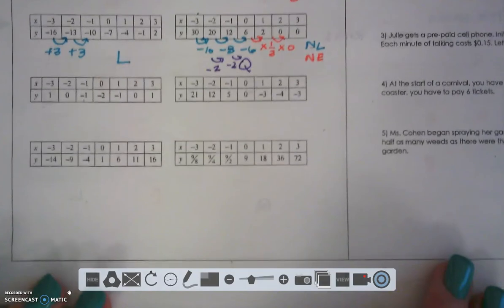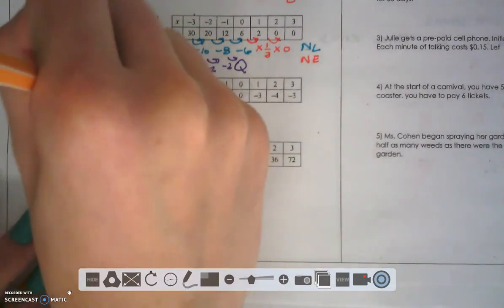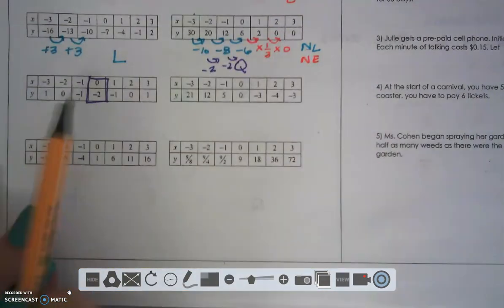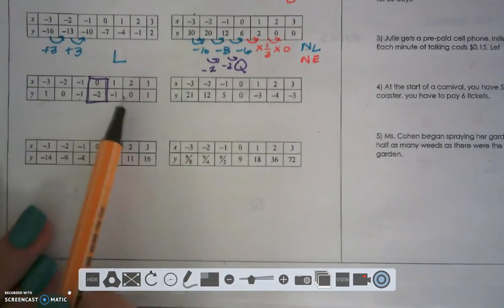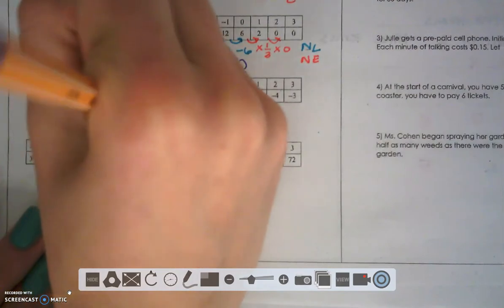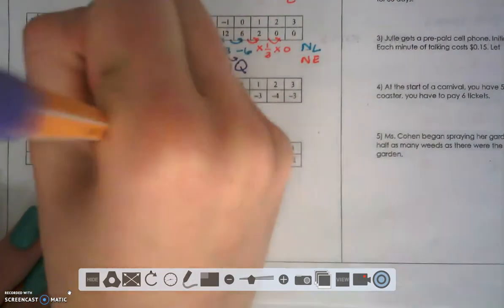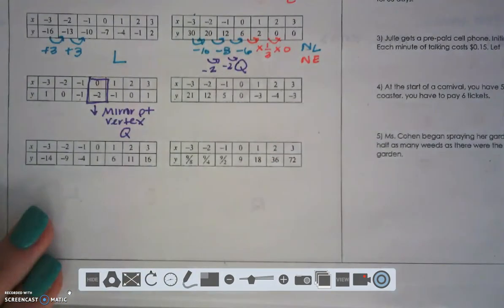Before doing any math on our fifth example here, how do I know this is quadratic? Take a look at the table. Do you notice that we have a vertex? I get the same y values on either side. This represents a mirror point, which is my vertex. So this has to be quadratic.